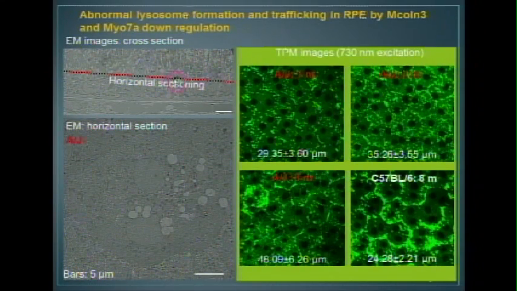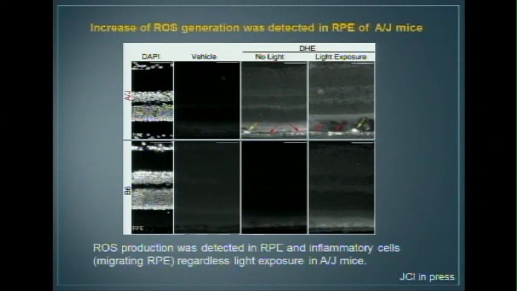From these observations, the downregulated tissue maintenance genes affect the function of RPE cells, which is the trigger factor to induce ARD. In fact, we can see significant reactive oxygen species production in the RPE cell layer in the AJ mouse at 8 months old, and this signal is enhanced by light exposure. On the other hand, we cannot see such an increase of ROS production in the B6 mouse.